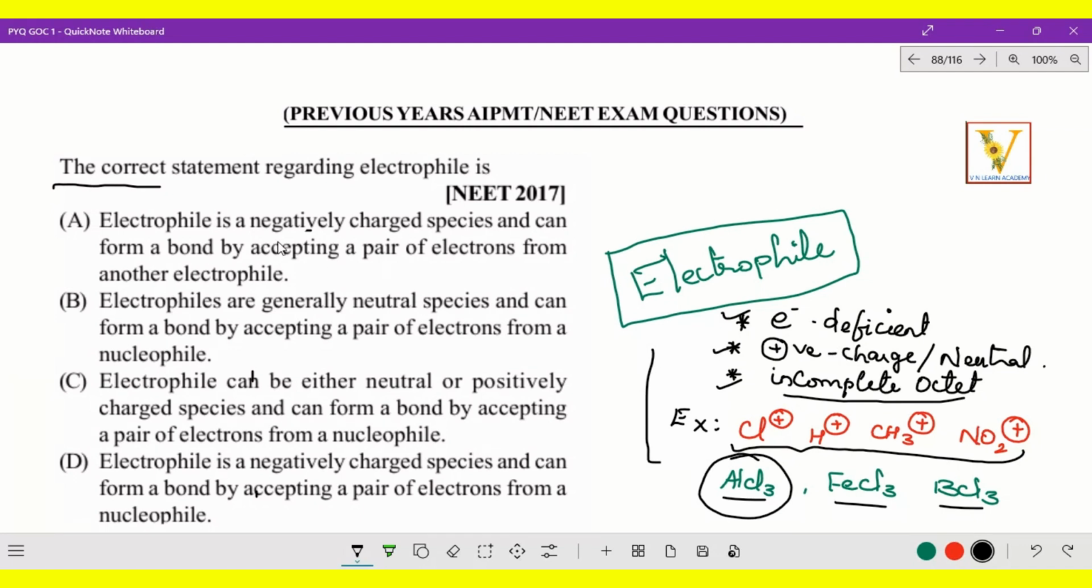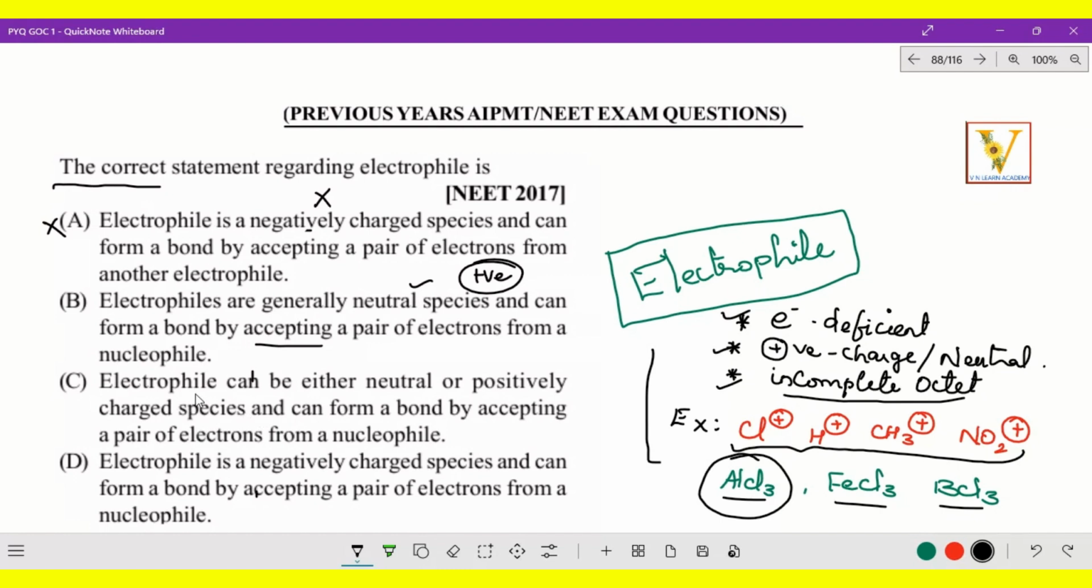The first one says electrophile is negatively charged. No, right at the start it is gone. Why? Because it is positively charged, because it wants electrons, requires electrons. So the first one is wrong. Then the second one, electrophile is generally a neutral species. Yes, it is correct, neutral, and can form a bond by accepting a pair of electrons. Yes, of course, accepting a pair of electrons, but not only neutral species, even positively charged ones will be applicable.